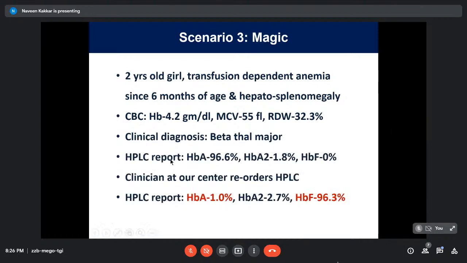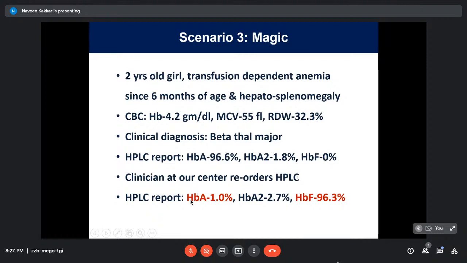Now the HPLC report that we got from outside was this. A was normal, A2 was 1.8, fetal was nil. So the clinical person was stumped, so were we. So the clinician at our center reorders the HPLC from our lab. This is what we report.